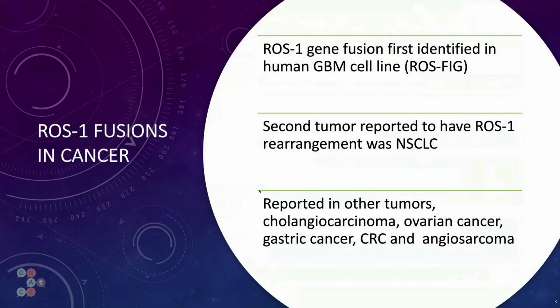Now, ROS1 fusions are oncogenic. They were first identified in human glioblastoma cells several years ago, and the first partner that was identified attached to ROS was FIG, or fused in glioblastoma. The second tumor reported to have a ROS rearrangement was non-small cell lung cancer, and since then it has been reported in other tumors, including cholangiocarcinoma, ovarian cancer, gastric cancer, colorectal cancer, and angiosarcoma.